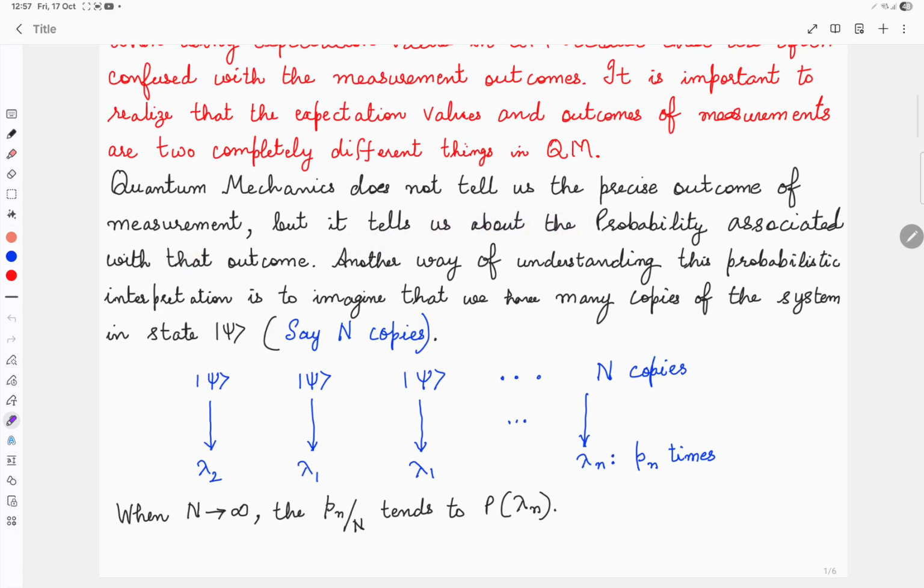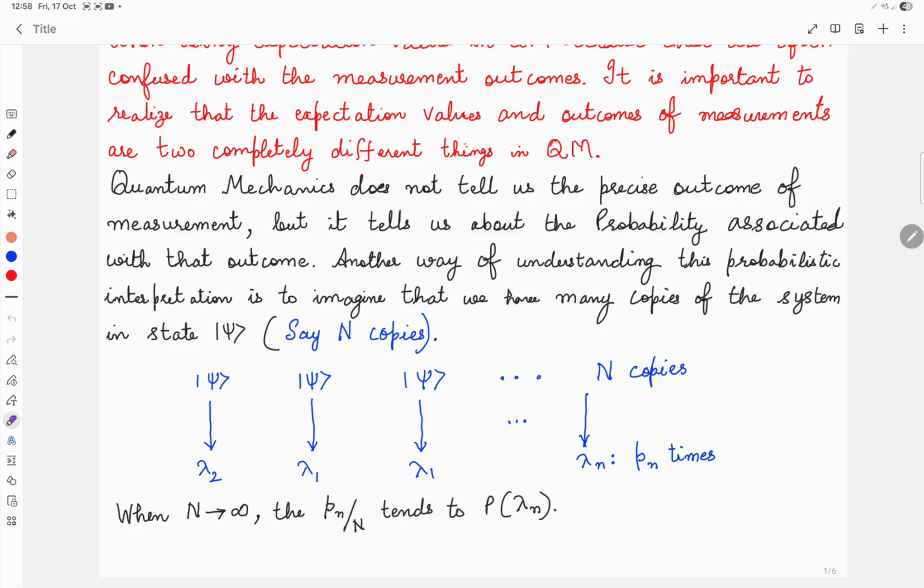Quantum mechanics does not tell us the precise outcome of a measurement as I have just described, because quantum measurement is probabilistic in nature. Therefore, it does not tell us that this is the particular measurement outcome that will happen. At most, what we can say is that the measurement outcome can be this, with this much probability. It tells us about the probability associated with that outcome.